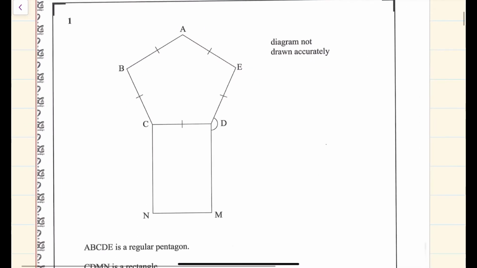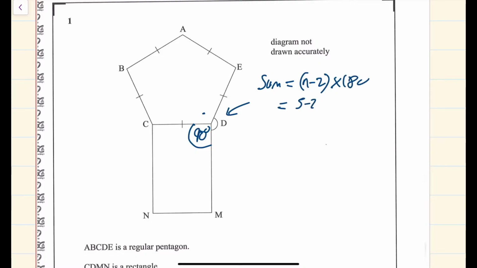It says in the question we have to find this angle in here. So to find this, we need to find our angle in our rectangle and our angle in our regular pentagon. So the rectangle one is easy. We should know in a rectangle all angles are 90 degrees. For the pentagon, we're going to use the sum of the interiors formula, which is n minus 2 times 180. So that's going to be 5 minus 2, because n is your number of sides, times 180, which is 3 times 180, which works out to be 540.